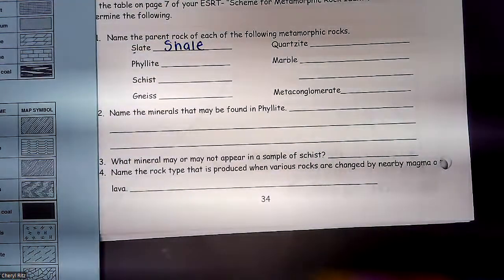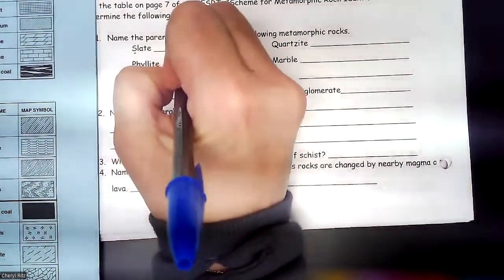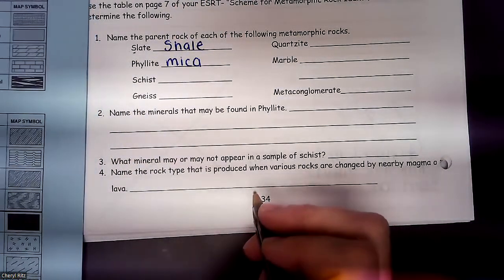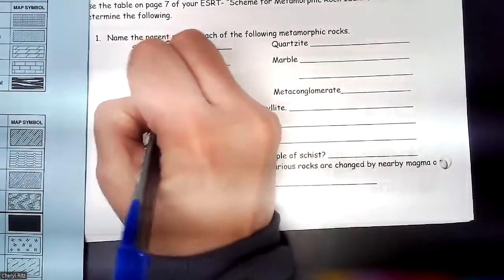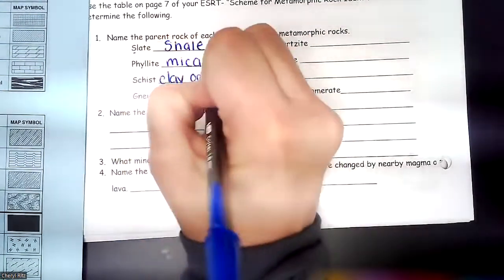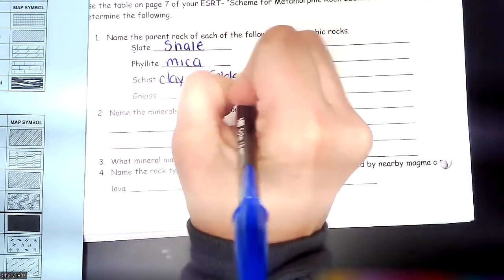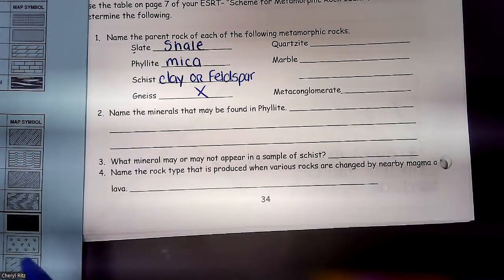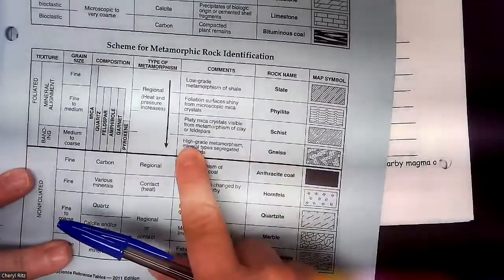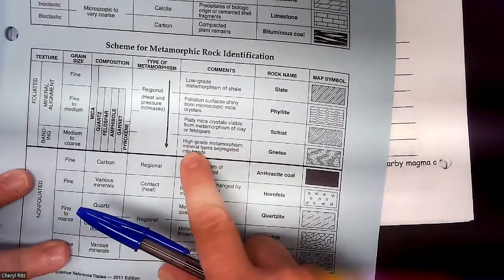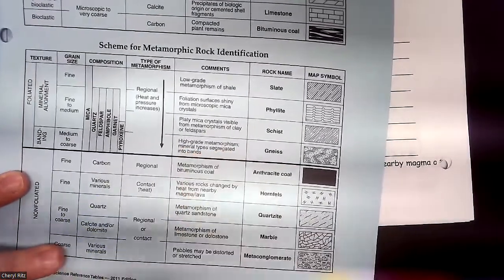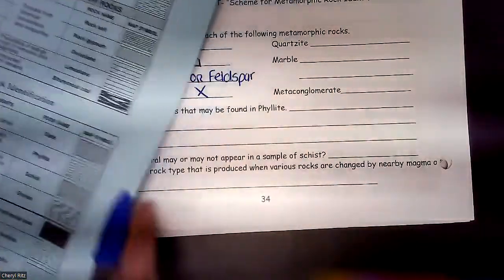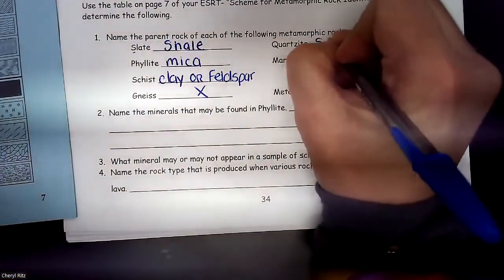What'd you find for phyllite? Mica crystals. Yep, however you want to say it, I don't care. Schist: feldspar. Clay or feldspar is listed there. Gneiss was not listed, so I'm sorry, I shouldn't have given you that one. If you look at gneiss, it doesn't say; it just says it's a high grade metamorphism, mineral type segregated into bands. So they would not ask you the parent of gneiss ever. Quartzite was in there though. Sandstone.